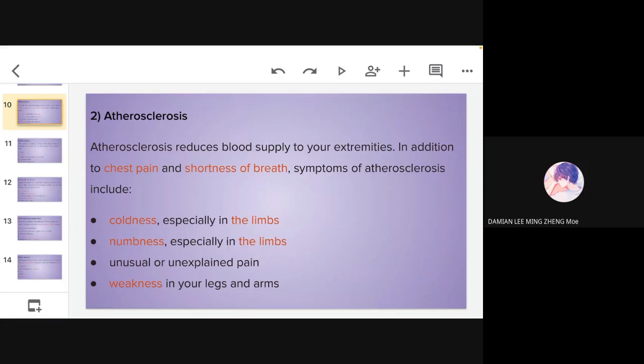Atherosclerosis. Atherosclerosis reduces blood supply to your extremities. In addition to chest pain and shortness of breath, symptoms of atherosclerosis include coldness and numbness, especially in the limbs, unusual or unexplained pain, and weakness in your legs and arms.